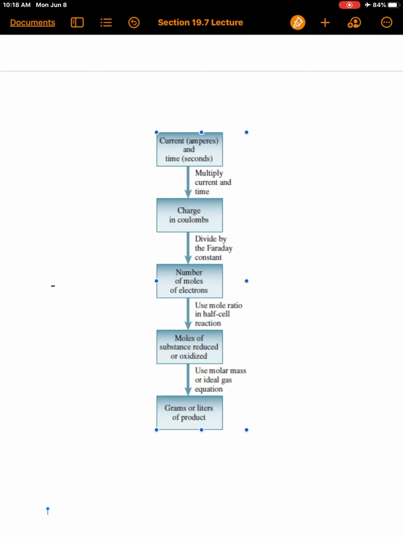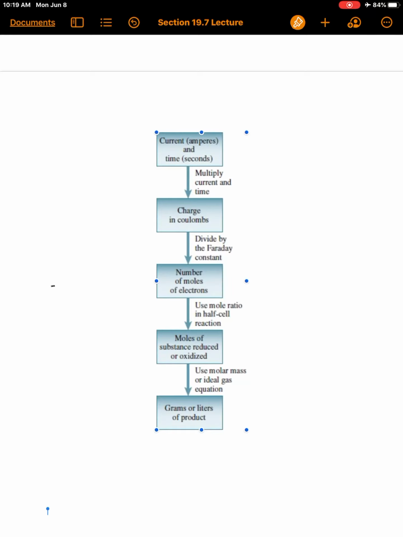Once you've got the moles of electrons, you want to convert it to moles of the material you're interested in. In the example we just did, it was chlorine and calcium. So go to the half reaction and use that ratio. So in the example we just looked at, the ratios were the same for each material. They don't necessarily have to be, but in this example it was. It was 2 moles of electrons for every mole of substance. So we used that mole ratio to find the moles of the substance that got either reduced, which in this case was calcium, or oxidized, which in this case was chlorine. We then multiply by the molar mass to get the grams of the material.